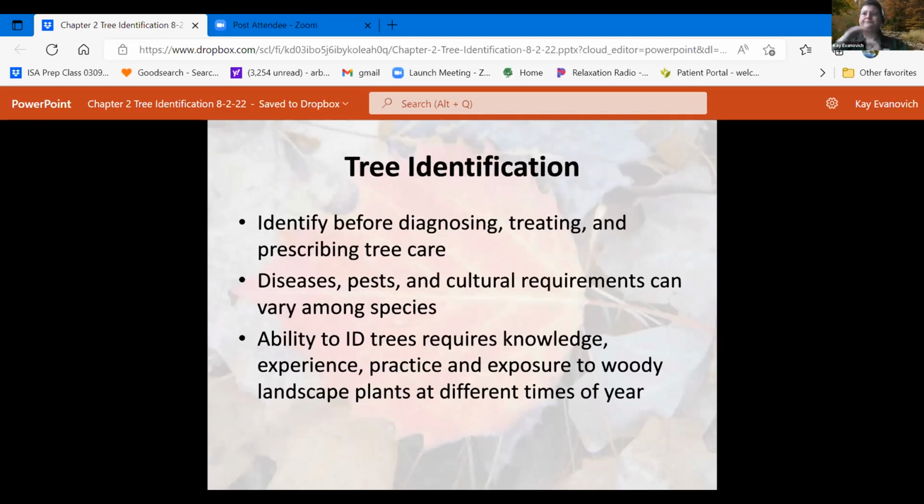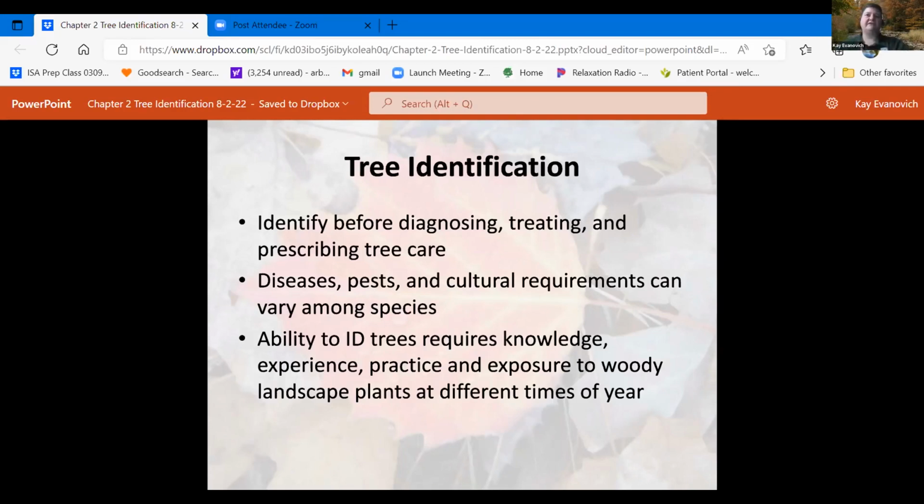So let's get going. All right, so with tree identification, you really need to identify what tree you're dealing with before you prescribe care or treat the tree. Certain trees can handle things differently than other trees. You give too much water to a tree that's not used to having too much water, you can drown them, so you really want to make sure that you know the tree you're dealing with before you try and diagnose and treat them.